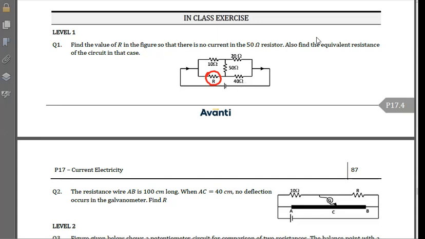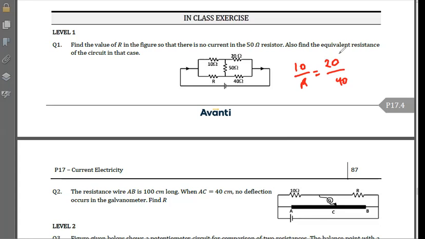Yes, correct. R1 by R2. This is R1, this is R2, this is R3, this is R4. Very good. R1 by R2 is equal to R3 by R4. This by this is equal to this by this, or this by this is equal to this by this. Doesn't matter, right? Okay. So according to that, 10 divided by R should be equal to 20 by 40. So all of you can find R.